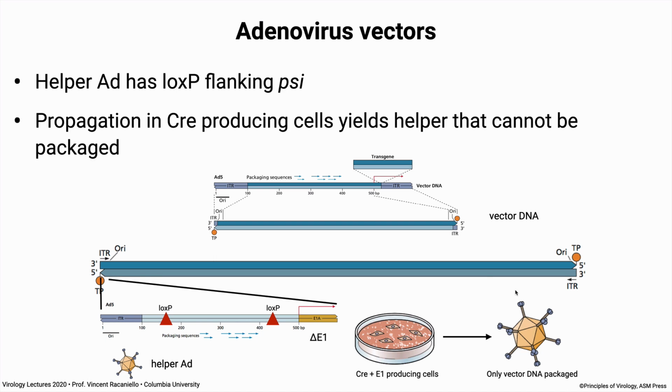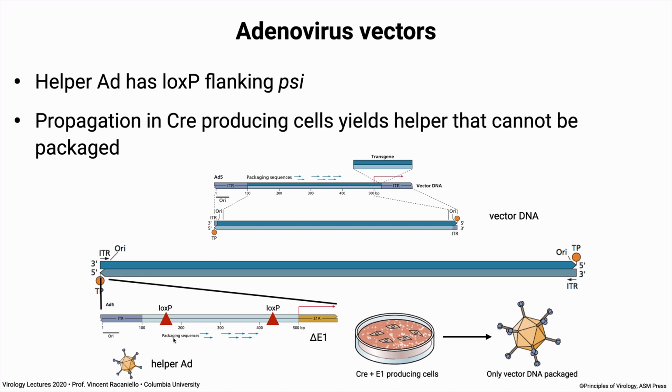So you introduce the vector DNA, which has, again, the ITRs, packaging sequences, promoter and transgene. That's what we call vector DNA. You introduce that in cells that have been infected with a helper virus that will provide the capsids. But you don't want the helper DNA to be packaged, right? That would be no good because then you would have wild-type virus present. So what you do is, this is first of all deleted for E1. So you have to use cells producing E1 to propagate the virus.